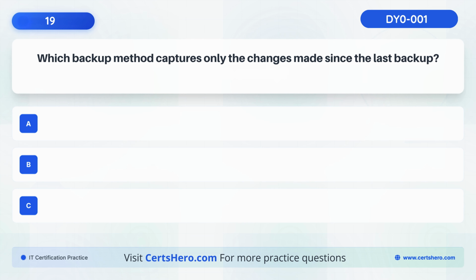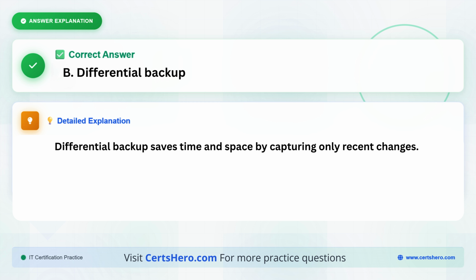Which backup method captures only the changes made since the last backup? A. Full backup. B. Differential backup. C. Snapshot. Correct answer is B. Differential backup. Differential backup saves time and space by capturing only recent changes.